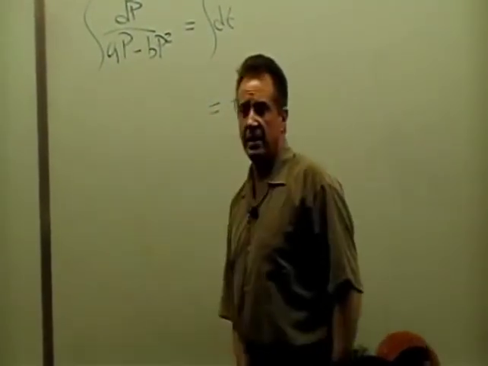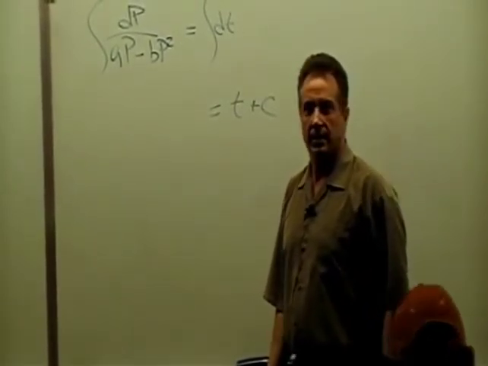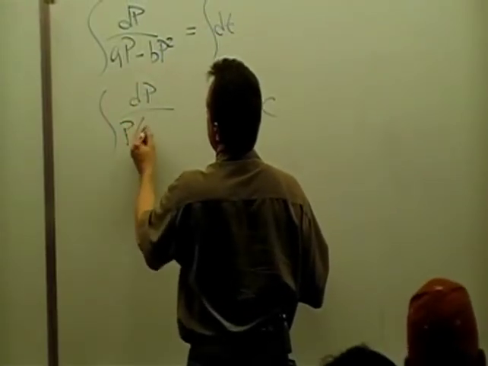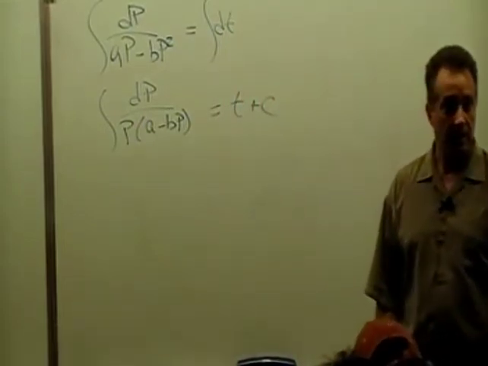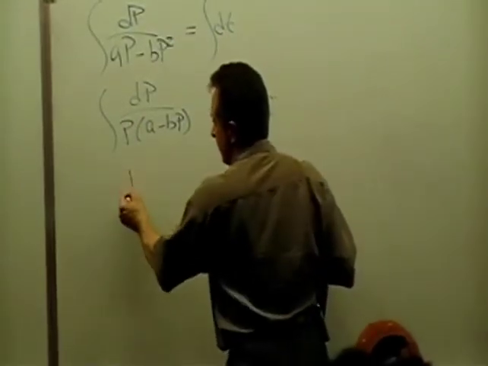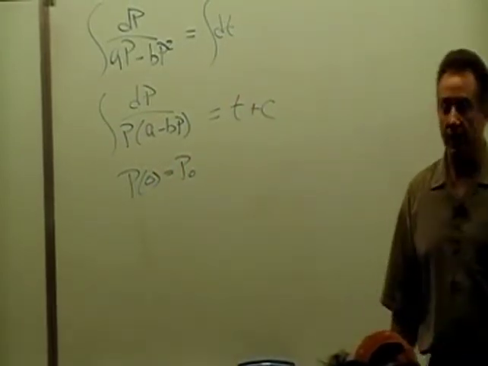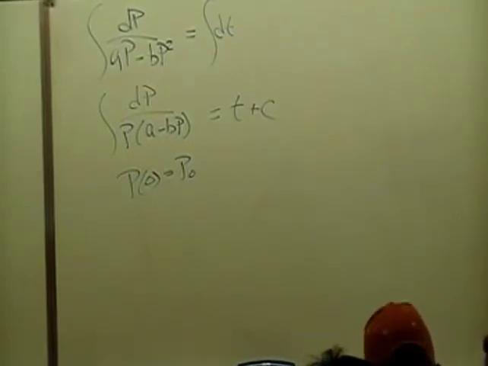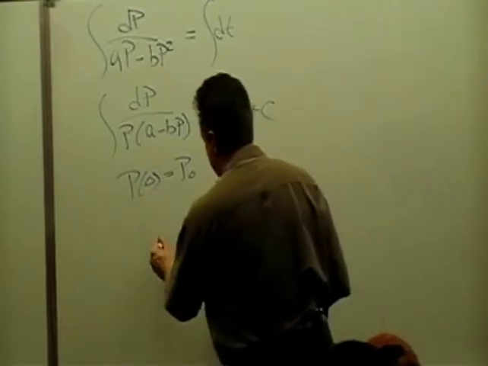And this side, how do you handle it? Talked about it before. What do you have to do? Partial fraction. Right, partial fraction decomposition. Factoring out P, you get P times A minus BP, and you have a partial fraction ordeal. And again, once you integrate, you'll subject this to the condition that at time 0, the population is P sub naught. You should solve that. And for this particular case, this is going to be your solution.